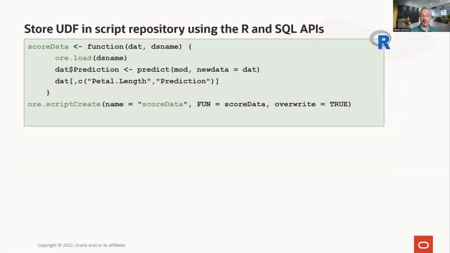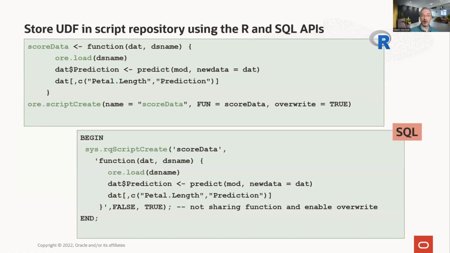With the model created and stored in the database, let's define a function that uses that model to make predictions. As before, ore.scriptCreate stores the UDF in the database script repository. We can also store our UDF using PL/SQL with the function rqScriptCreate. This allows DBAs or SQL users to receive UDFs from R developers to deploy it themselves, perhaps in secure production systems.